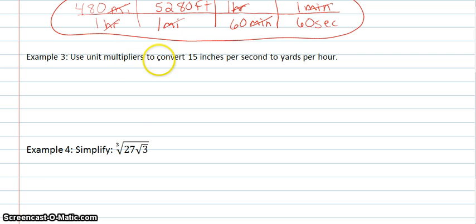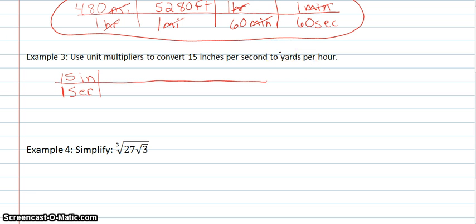Use unit multipliers to convert 15 inches per second to yards per hour. So we have 15 inches per second. Okay, so I'm going to use the length instead of the time first. So I'm going from inches to yards.